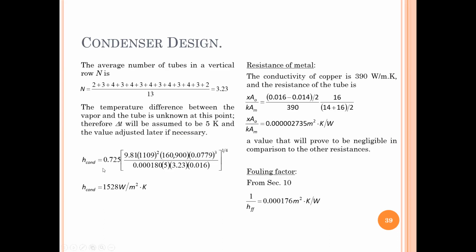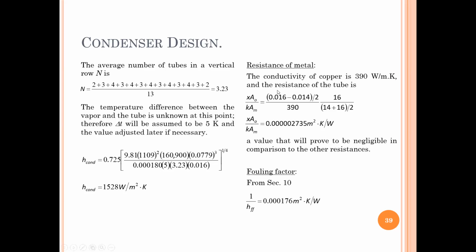So, h condenser is, substitute mo yung value, naging 0.725 times 9.81 times 1109 squared times 160,900 times 0.0779 cubed over 0.000180 by 5 divided by 3.23 times 0.016, exponent 1/4. So, h condenser is 1520 watts per meter squared Kelvin.